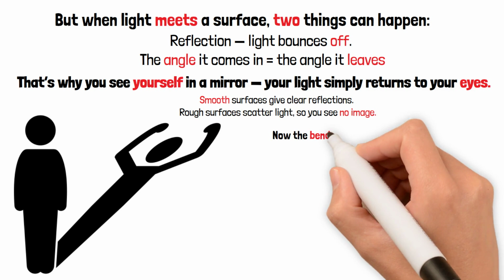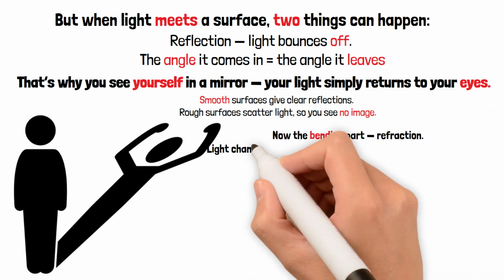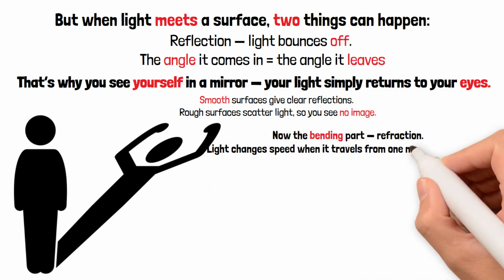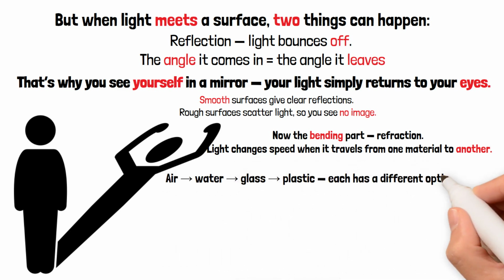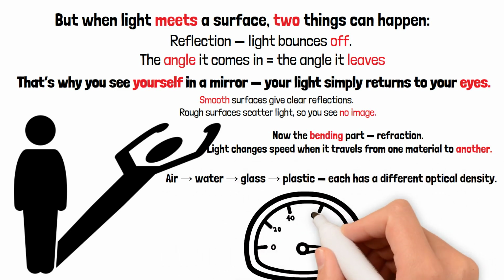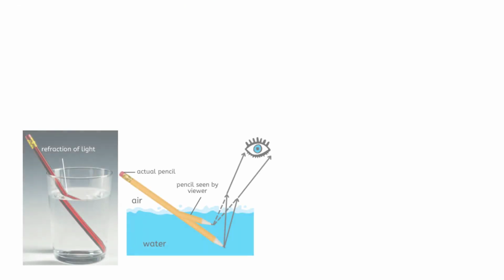Now the bending part, refraction. Light changes speed when it travels from one material to another. Air, water, glass, plastic, each has a different optical density. When speed changes, direction changes. Entering water, light slows down and bends toward the normal. Leaving water, it speeds up and bends away from the normal.